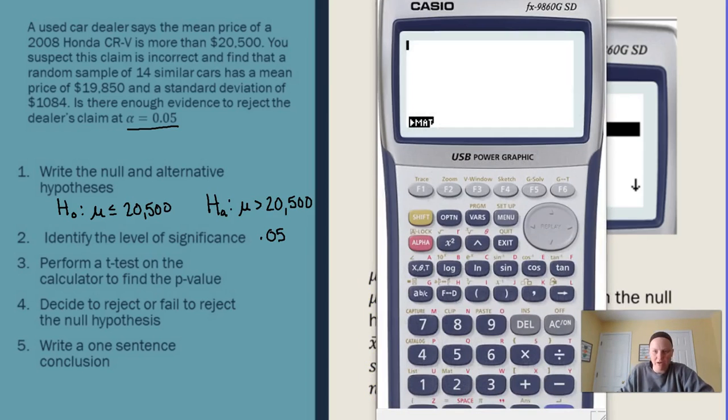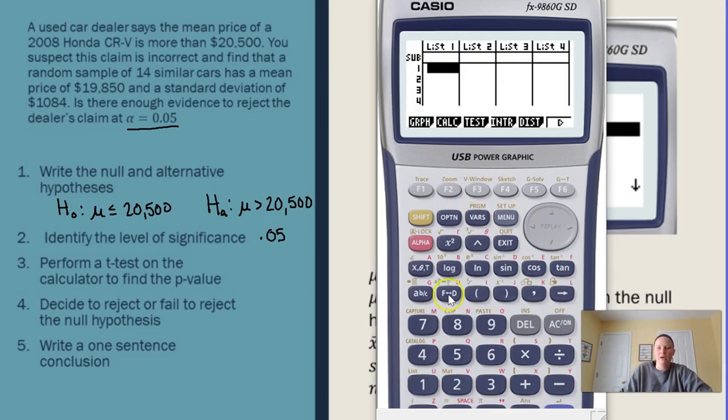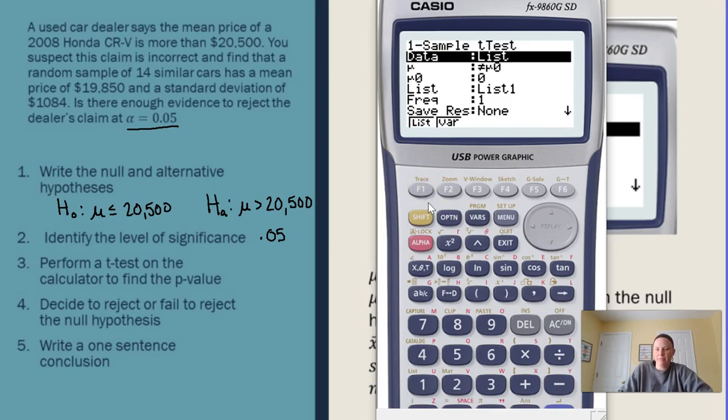So I'm going to grab my calculator. The steps are, we press menu and we want stat, so that's number 2. Then I'm going to do test, so F3. We're doing a t-test, so F2. And we only have one sample, so F1. The default here is going to be list. We don't have our data typed into a list, so we're going to pick var, variable, so that I can actually type in the things that I know.